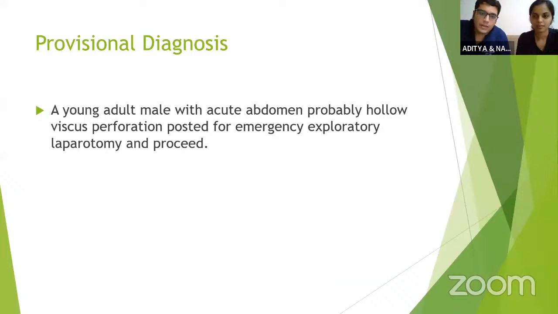Yes, ma'am. This case is posted as an emergency case, so proper optimization of the patient will not be there. Also, this patient presented in the casualty with poor hemodynamic status, with tachycardia of 115 beats per minute, and tachypnea was also there. His BP was also on the lower side, around 90 by 60 millimeters of mercury. So this patient, with a diagnosis of typhoid, there is a possibility of hollow viscus perforation. He can be in shock also, in septic shock.